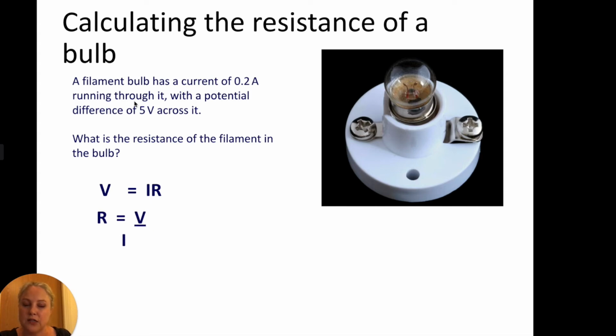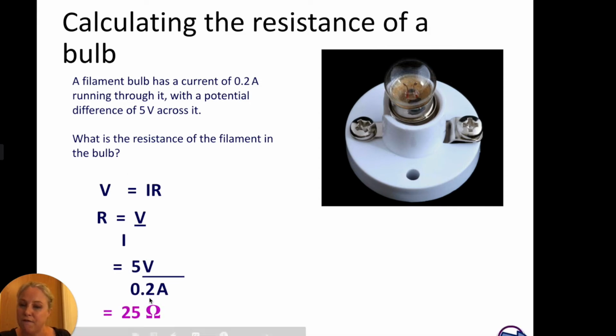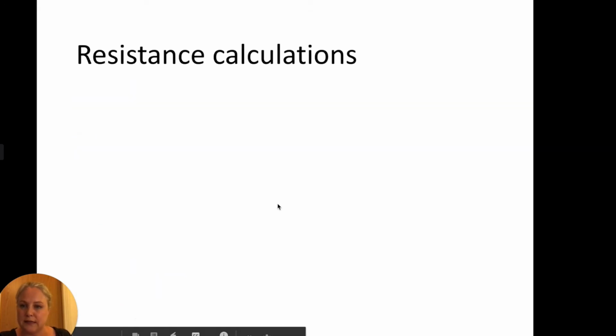So we've rearranged our equation: resistance equals potential difference divided by current. We know the potential difference is 5 volts and the current is 0.2 amps. So we do 5 divided by 0.2, work it out on our calculators, and that gives us 25 ohms, and that's our funny little symbol for resistance.